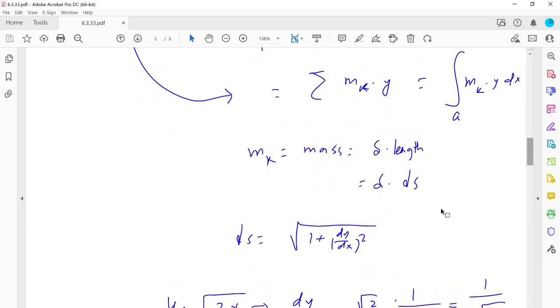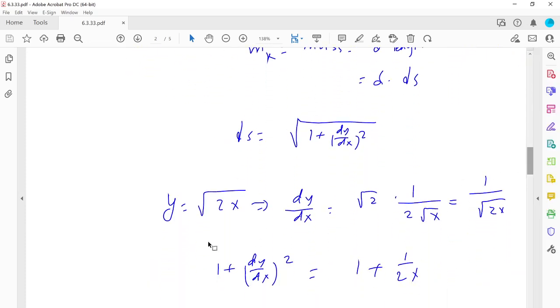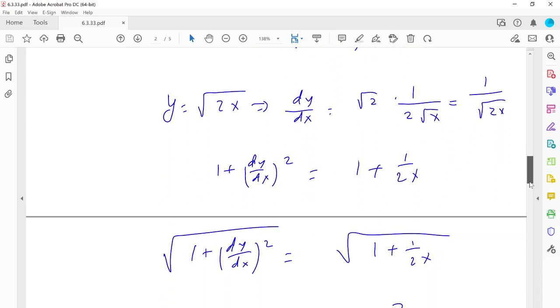So in our case y is the square root of 2x. The derivative of y with respect to x is, you can keep this square root of 2 outside and find the derivative of square root of x, which is basically 1 over 2 times square root of x. If you simplify the square root of 2 from the top and bottom, it will give you 1 over square root of 2x. Okay, so we found dy over dx. We need 1 plus the square of dy over dx, so just square this, which is 1 over 2x, and add 1, and that is going to be the square root of 1 plus 1 over 2x.